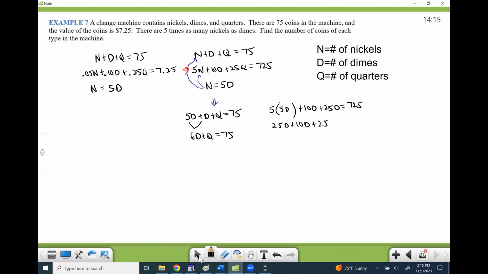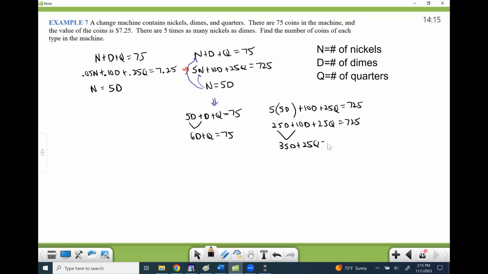This should have been a Q. Sorry for that. I confused you. Let me delete that guy out. That should have been a Q. Okay, all right, Q equals 725, and 25D plus 10D is 35D.